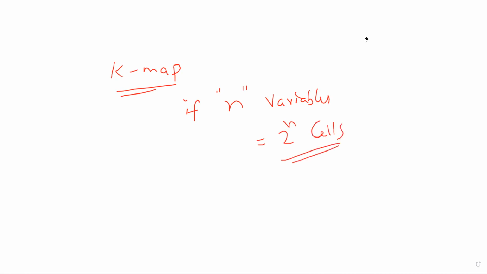Now let us consider one very important point here. If we are having n variables, then definitely there are 2 power n cells in the K-map. Is it clear?